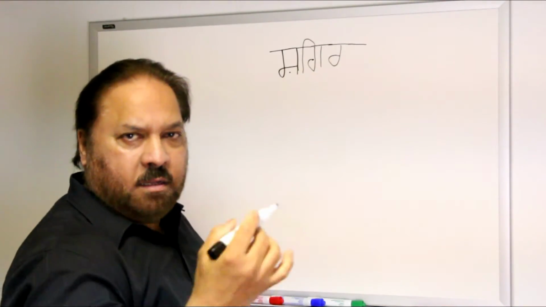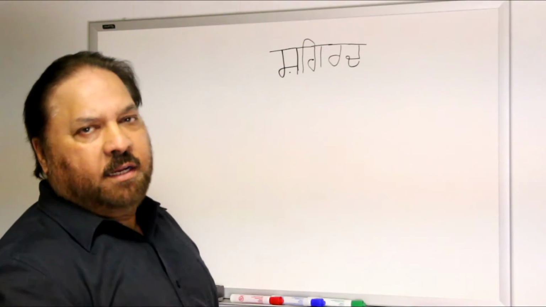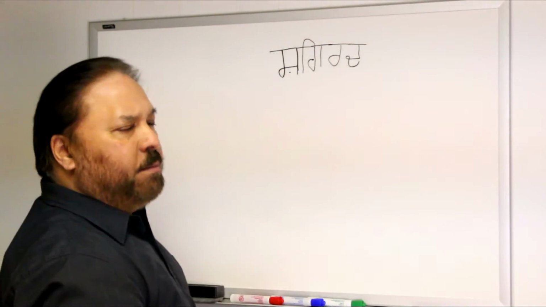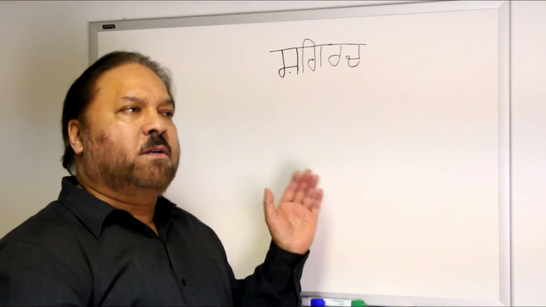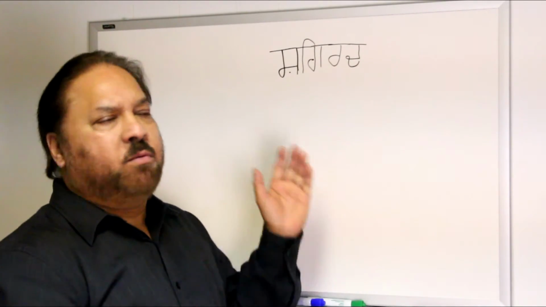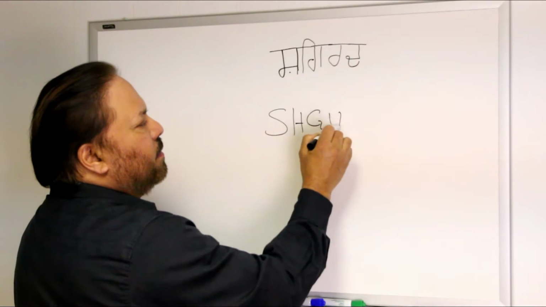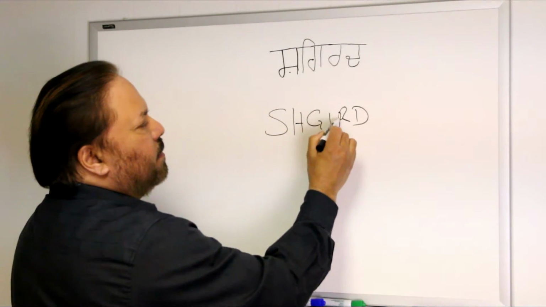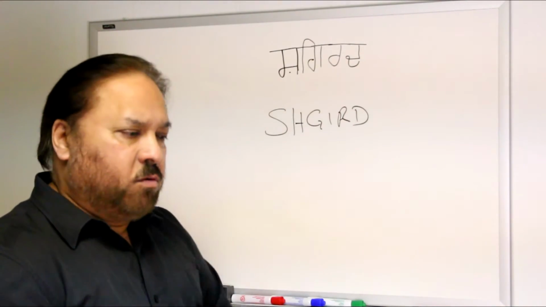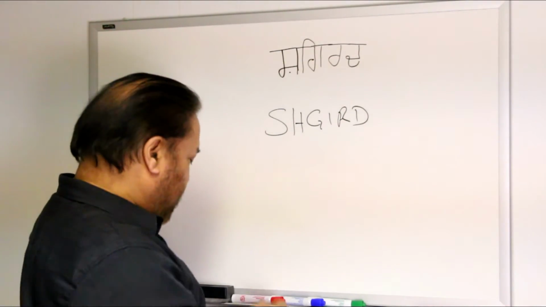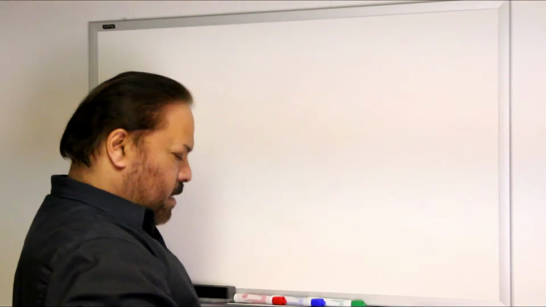Shagird, dada. This is shagird. The pronunciation will be more or less, because it's very hard to write down exact spellings in English, because it's a Punjabi language, but I will still write down something like this. Shagird, which is a student or trainee. And I give you another example here. A book.